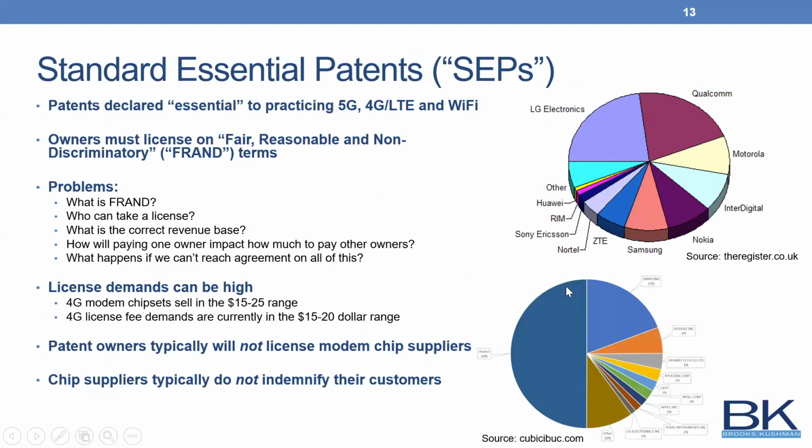Finally, standard essential patents. This is the sort of latest and greatest evolution in contract IP negotiations.